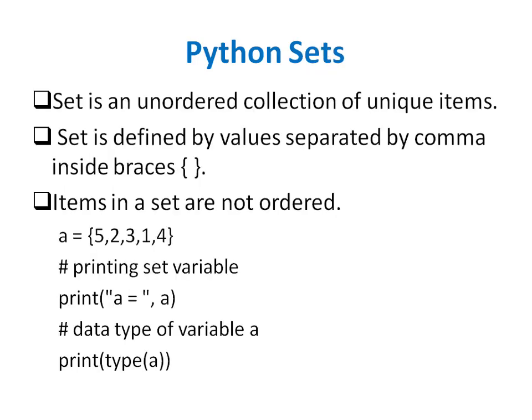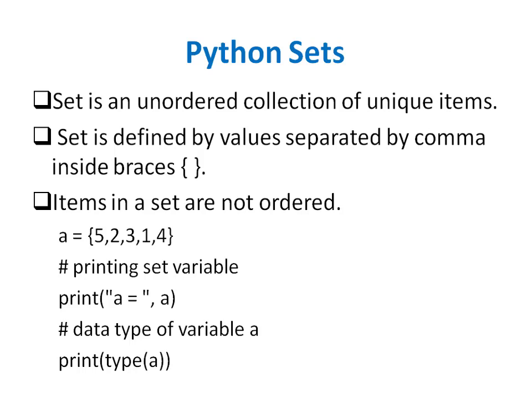Sets you have also studied in your mathematics. What are they? They are an unordered collection of unique items. So the order doesn't matter in sets. What does this mean? You cannot access the elements of sets by using their indexes because they are unordered. If they were ordered, you would be able to access the elements using the index, but since they are unordered, you cannot. So sets are an unordered collection of unique elements. This means that there is no repetition in the elements of a set. You cannot have repeated elements in a set; each is taken only once.